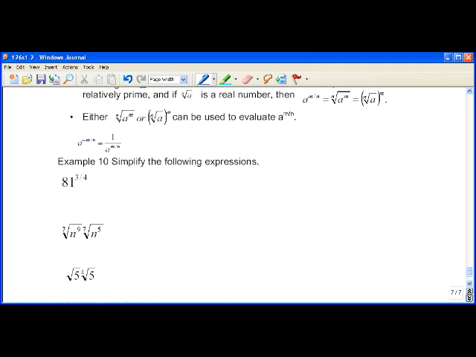So 81 to the power 3/4 is going to be the 4th root of 81, and then we're going to cube it. That's 3. The 4th root of 81 is 3. 3 to the 3rd power is 9. No, 27. Now, you could have put that in the calculator as a power. That would have been fine.